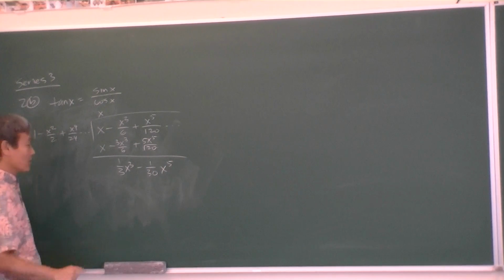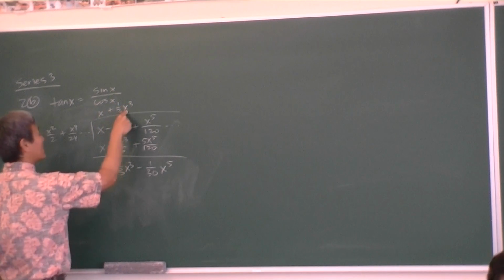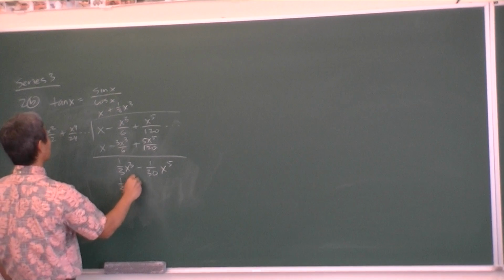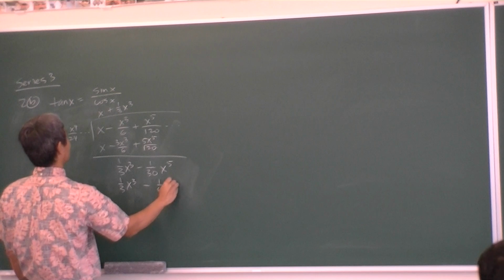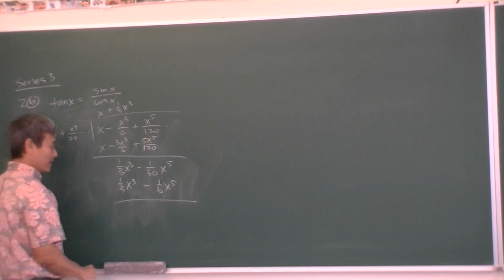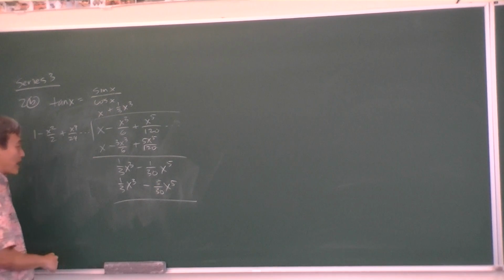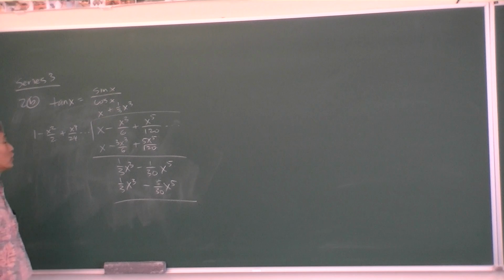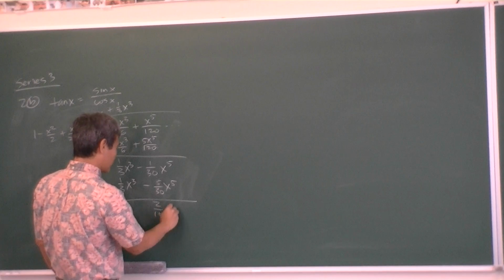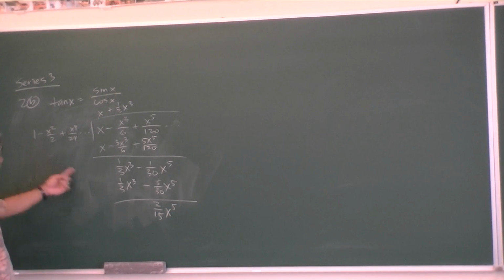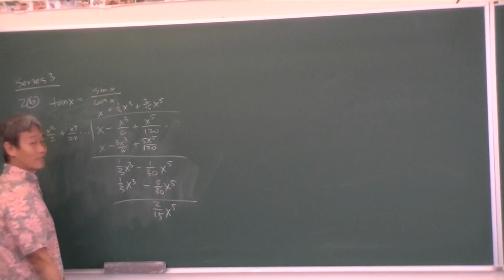Okay, then you start the process all over again. 1 goes into that how many times? 1/3 x cubed. Multiply that times the divisor: 1/3 x cubed minus 1/6 x to the 5th. Subtract. Make the least common denominator. This is like 5 over 30. So when you subtract, that's like 4 over 30, which can be reduced to 2/15 x to the 5th. And then 1 goes into that how many times? 2/15 x to the 5th. And there's your first 3 terms.